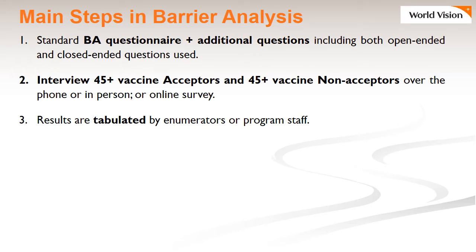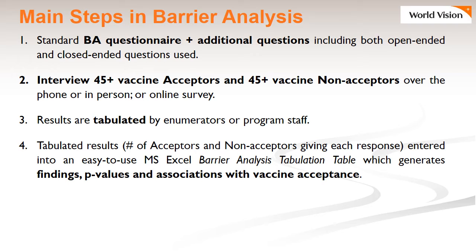The results are tabulated by enumerators or program staff, and we have a new tabulation sheet that does that automatically that we plan to be sharing with you at some point. The tabulated results, that is the number of acceptors and non-acceptors giving each response, are entered into an easy-to-use MS Excel barrier analysis table, which generates findings, p-values, and associations with vaccine acceptance. This is done automatically by that new BA table that I mentioned.